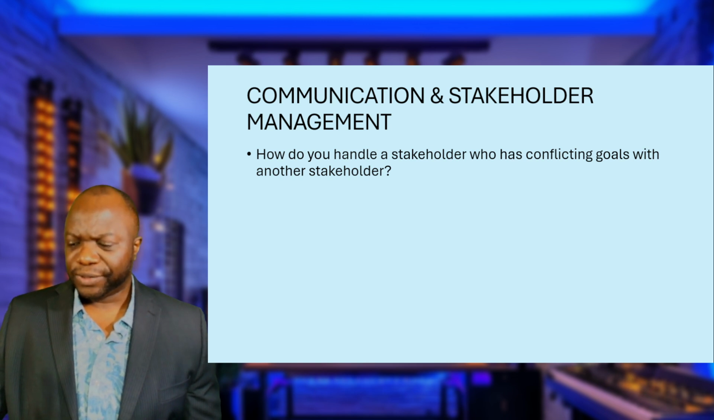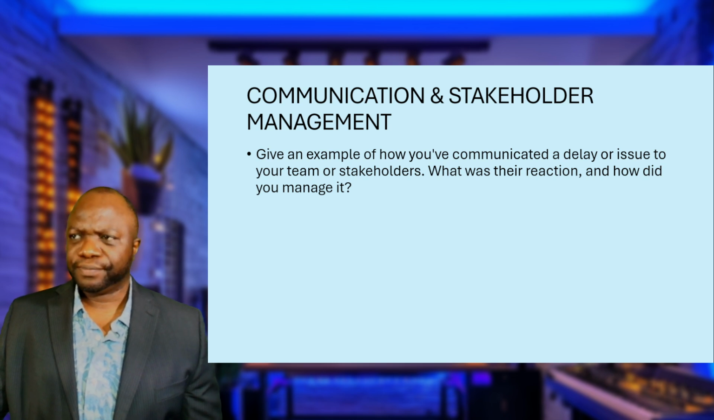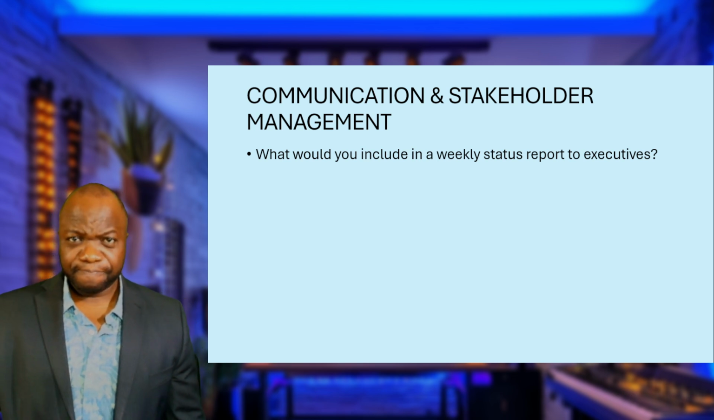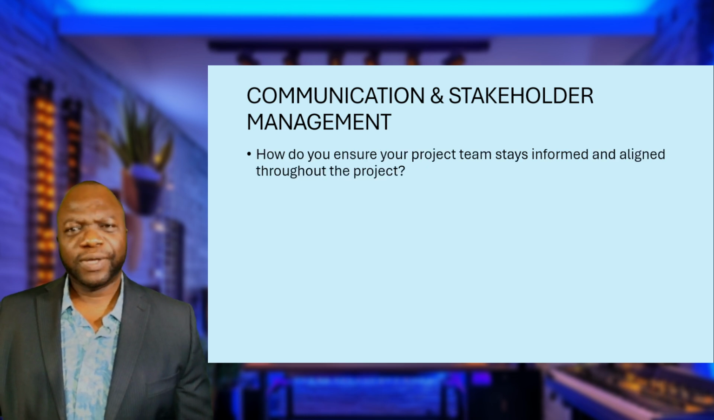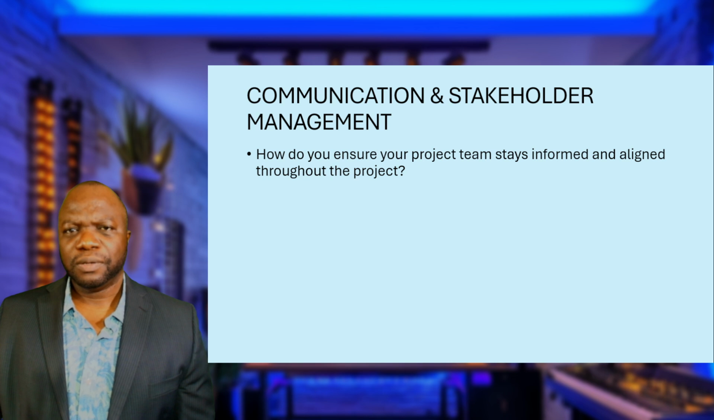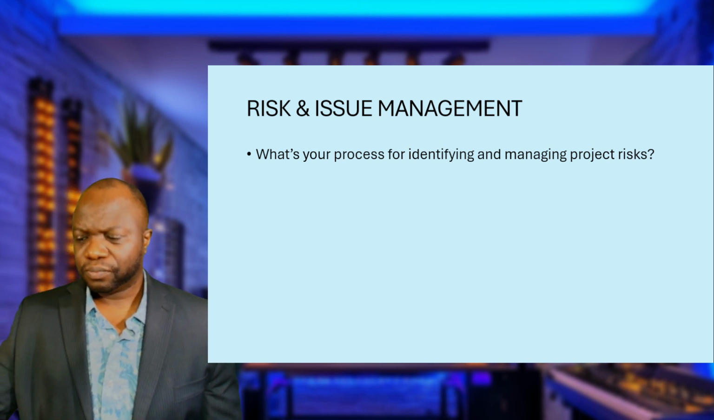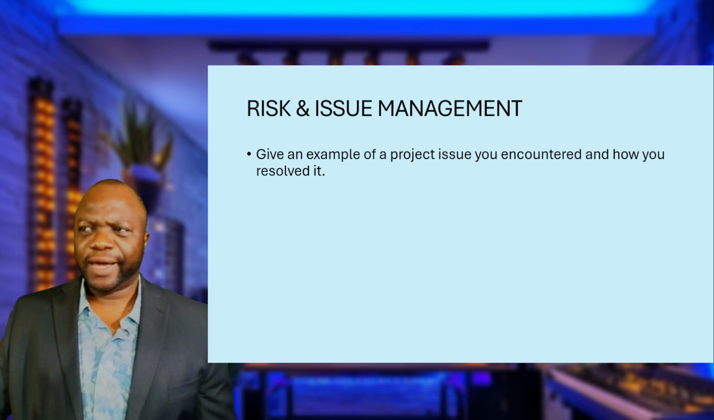Okay. Next question. Give an example of how you've communicated a delay or issue to your team or stakeholders. What was their reaction and how did you manage it? Next question. What would you include in a weekly status report to executives? Next question. How do you ensure your project team stays informed and aligned throughout the project? Next question. What is your process for identifying and managing project risks? Next question. Give an example of a project issue you encountered and how you resolved it.